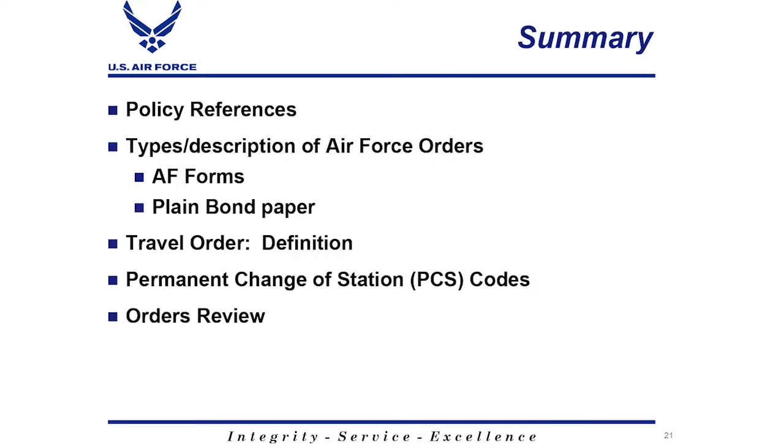To conclude this training pod, we have covered the different types of Air Force orders. We discussed the types of and gave you a description of Air Force orders. We covered the Air Force policy, the Air Force form numbers, and gave you examples of plain bond paper orders. Then we covered the definition of travel orders. We showed you a list of permanent change of station codes, and finally, we did a review of different types of orders and the information contained in them. This concludes our training pod.